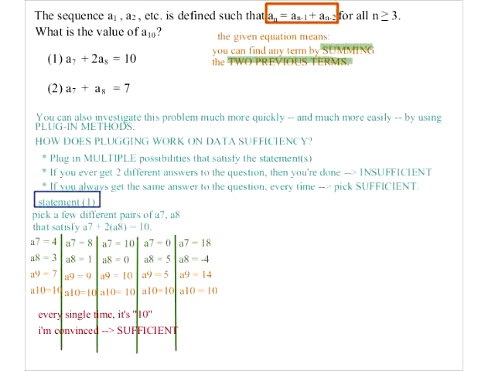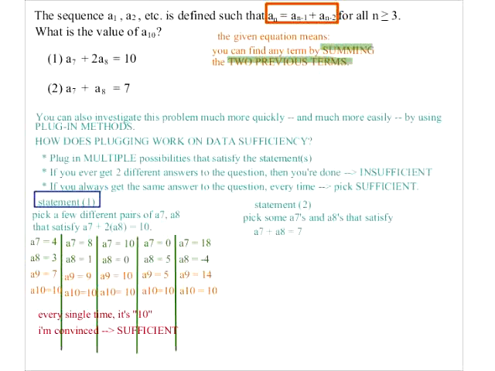If you try statement 2, let's pick up a few more numbers. Pick some A7s and A8s that satisfy A7 plus A8 is 7.